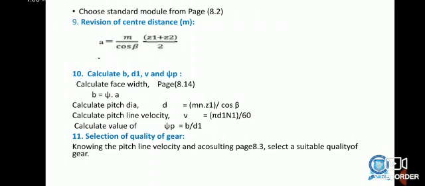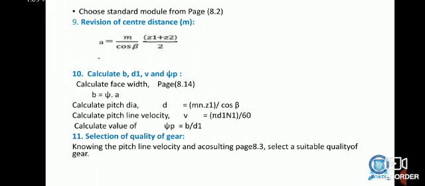Revision of center distance. Already we found the center distance. Even so, we want to revise the center distance using the formula A equal to module divided by cos beta into Z1 plus Z2 divided by 2. Then calculate the parameters. Face width, the formula is available in the data book page number 8.14, B equal to psi into A. Pitch diameter, D equal to Mn into Z1 divided by cos beta. Pitch line velocity, pi D N divided by 60.